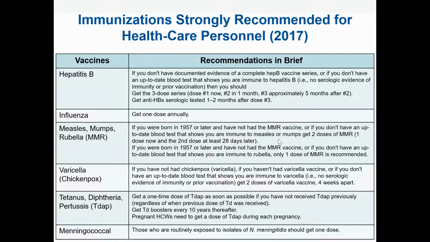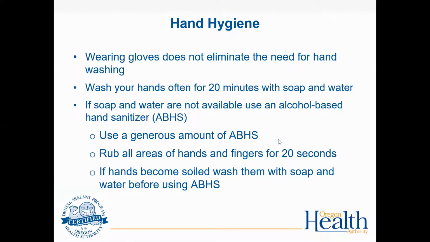We don't have a vaccine for COVID at this point, but still stay up to date on the other vaccines. For hand hygiene, wearing gloves doesn't eliminate the need for hand washing. Talked about washing your hands often, use alcohol-based hand sanitizer. It's important to cover all of the parts of your hand, the front of your hand, the back of your hand, your fingers, fingernails, whether you're using soap and water or the alcohol-based hand sanitizer, and rub for 20 seconds. If your hands become soiled, they need to be washed with soap and water, and then you can go back to using alcohol-based hand sanitizer.